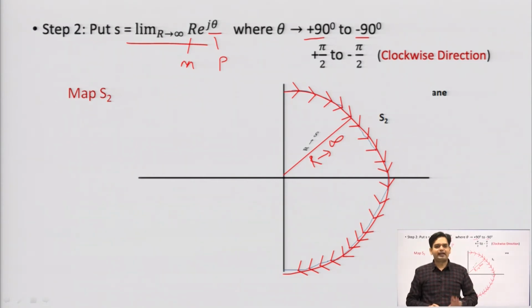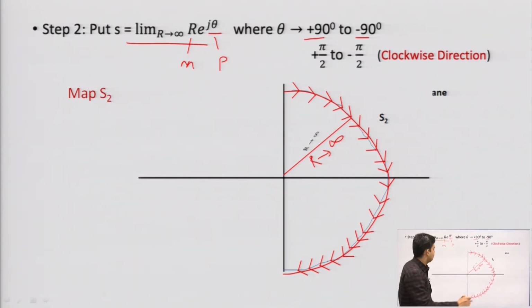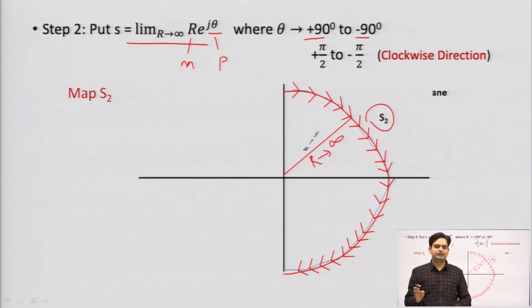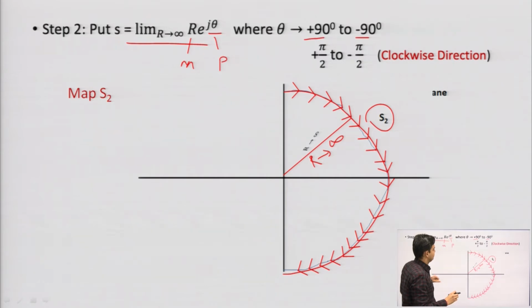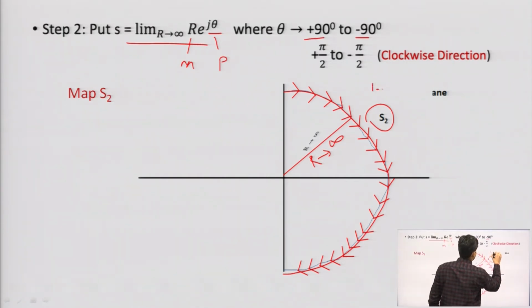So, that is why in the Nyquist plot in step 2, we are making this contour, that is the map of S2. So, what is this map S2? This is basically my second step. So, this would be, you can say, the 1 plus GSHS plane.